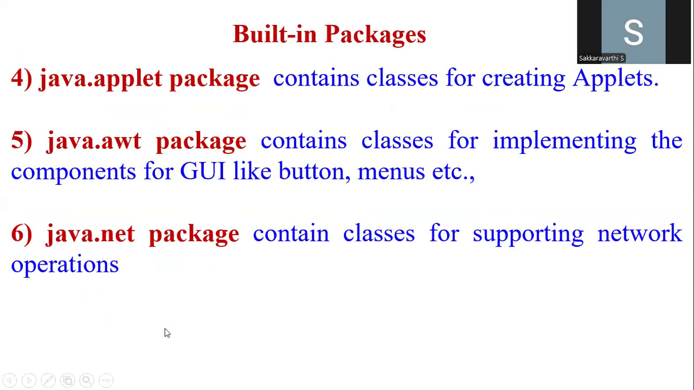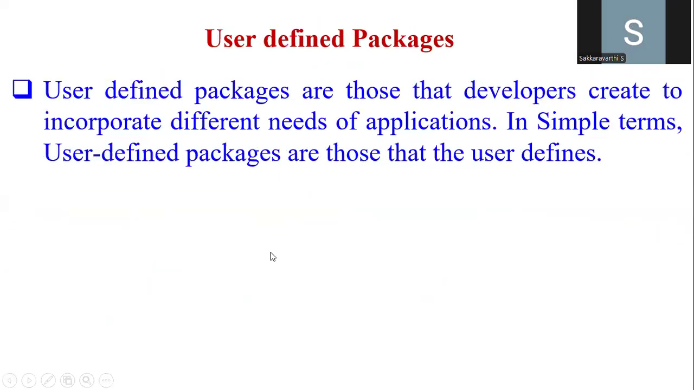Some examples of built-in packages are the applet package, the Abstract Windowing Toolkit package, and the network package. For designing graphical applications, we use the AWT package and applet packages, and for networking programs we use the java.net package. The applet package contains classes for creating applets, AWT contains classes for implementing graphical user interface controls like buttons, menus, checkboxes, etc., and the net package handles network operations.